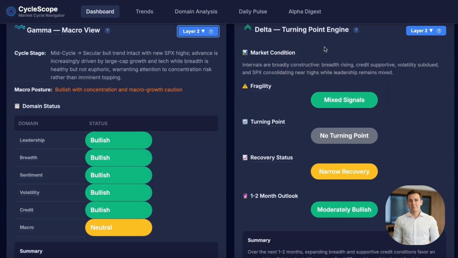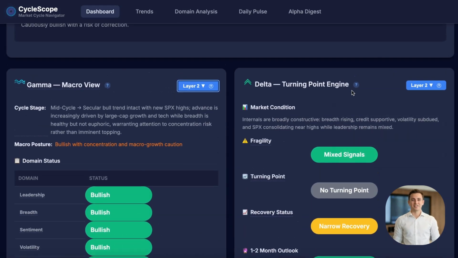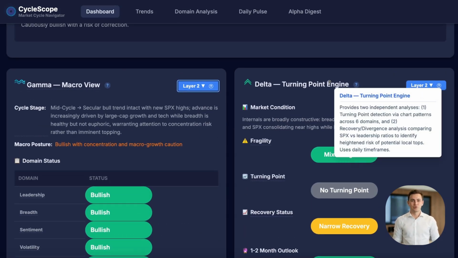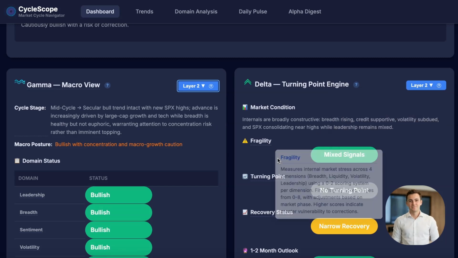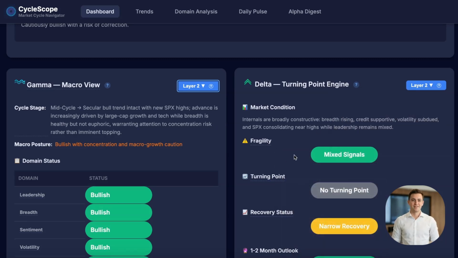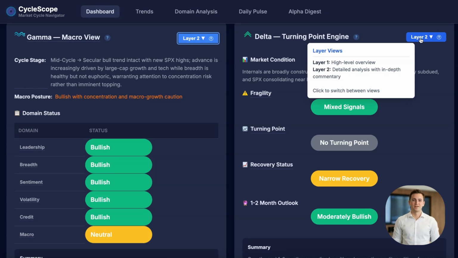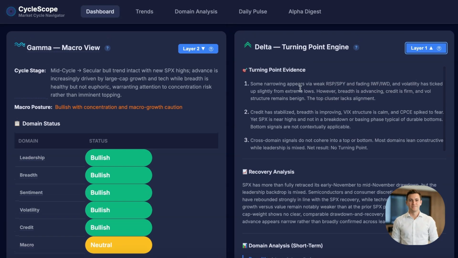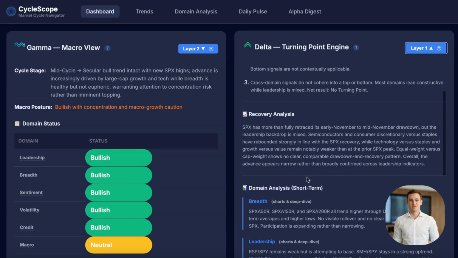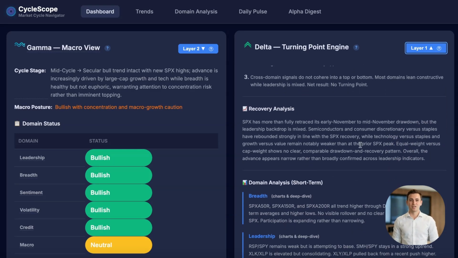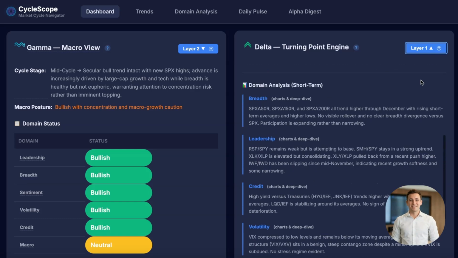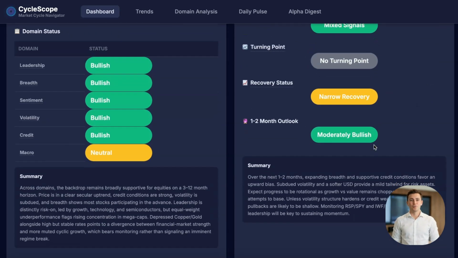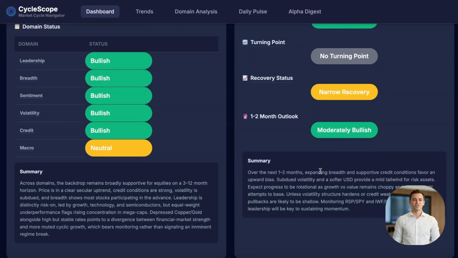Layer 3. Delta. This is your tactical layer. It focuses on short-term fragility and turning points. Delta measures internal stress. Think of it like a stress test for the market. It detects turning points. Is the market at a local top or bottom? Are we seeing a recovery or a breakdown? Is the recovery showing signs of divergence pointing to elevated risks? And it gives you a 1 to 2 month outlook. Right now, it might say mildly bullish or caution warranted. This is your tactical signal.